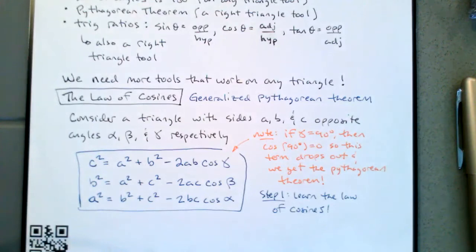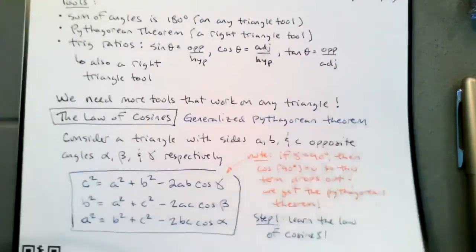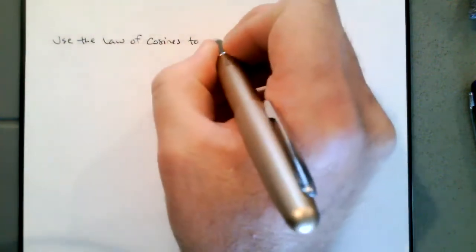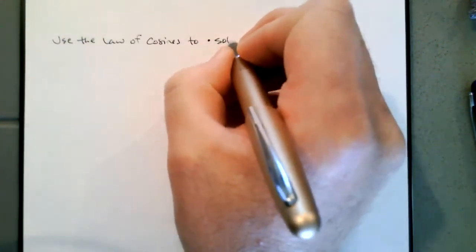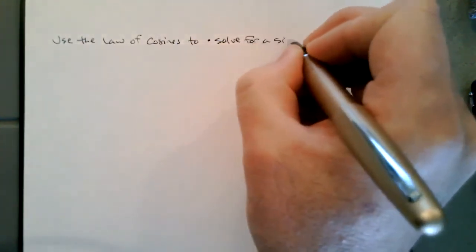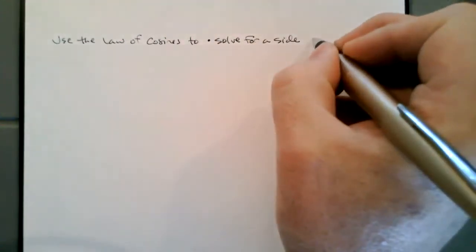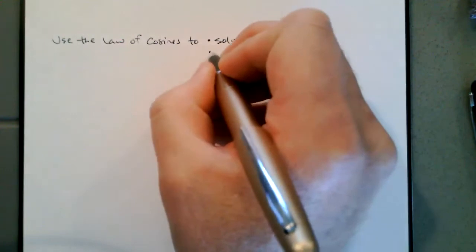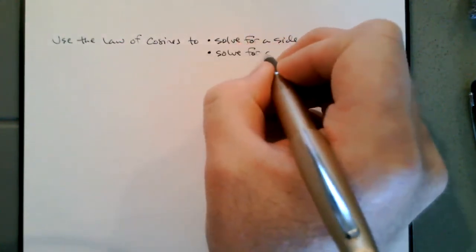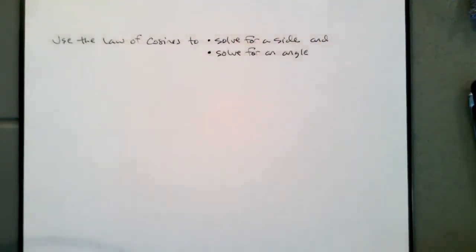Step 2, we got to learn how to use the law of cosines, what we can use it for, and then how we can use it. We can use the law of cosines to solve for sides or solve for angles.